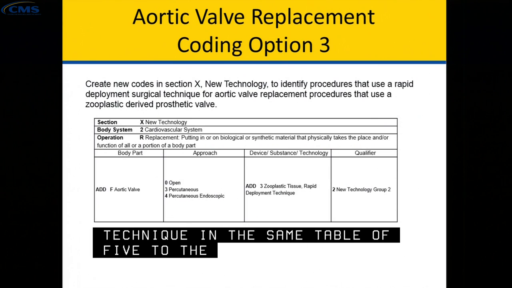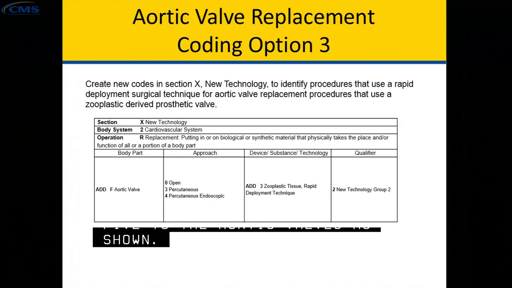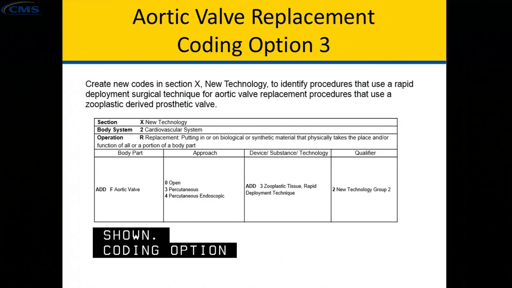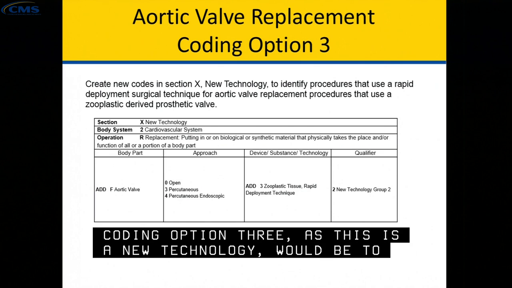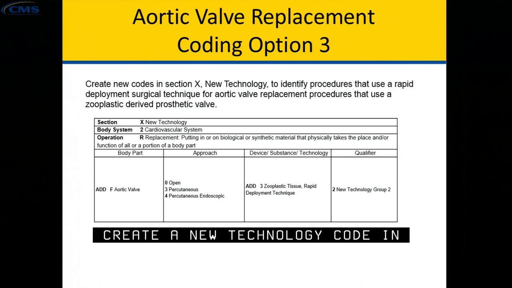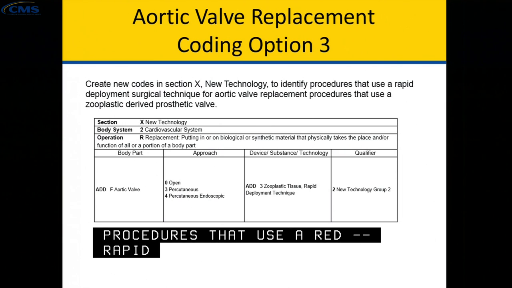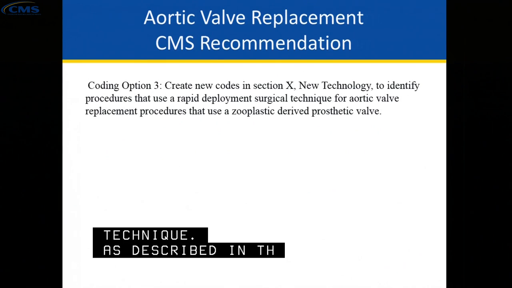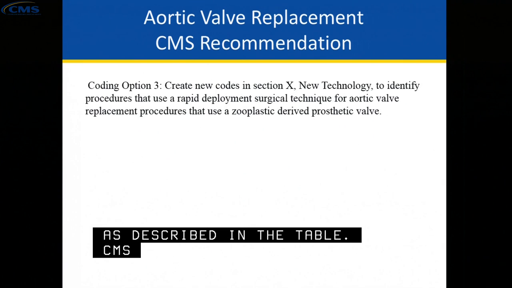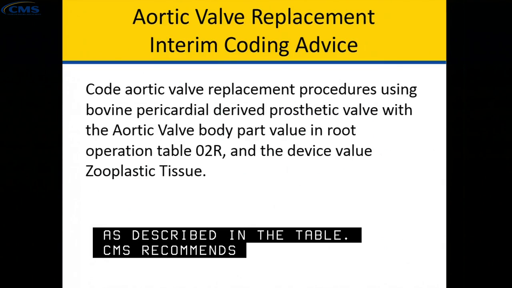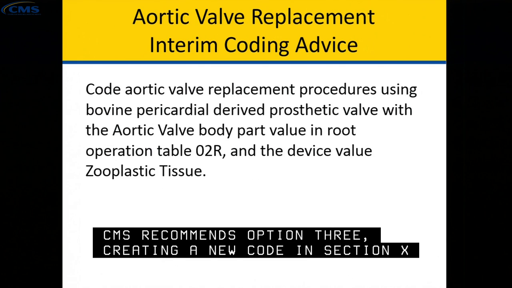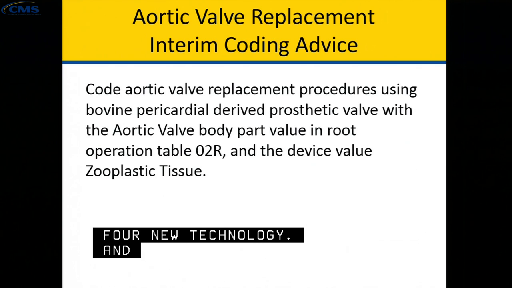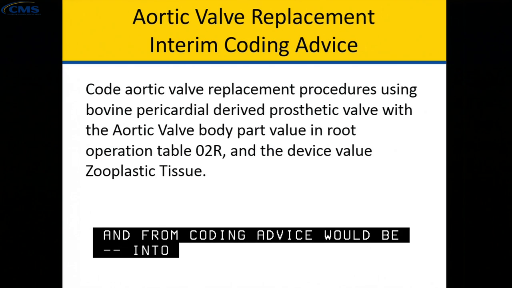Coding option three, as this is a new technology, would be to create a new technology code in section X to identify procedures that use a rapid deployment surgical technique for aortic valve replacement, procedures that use a zooplastic-derived prosthetic valve, as described in the table. CMS recommends option three, creating a new code in section X for new technology. Interim coding advice would be to continue using the current coding with root operation values in table 02R.